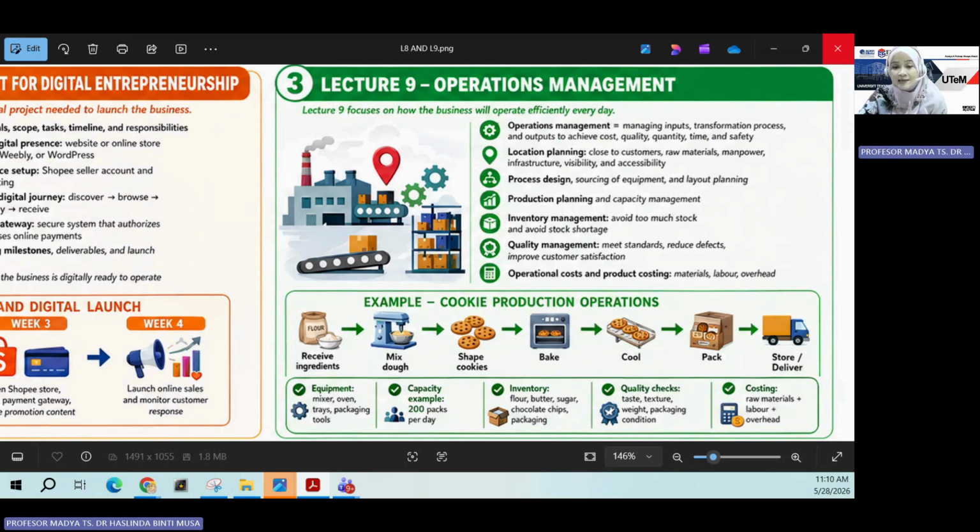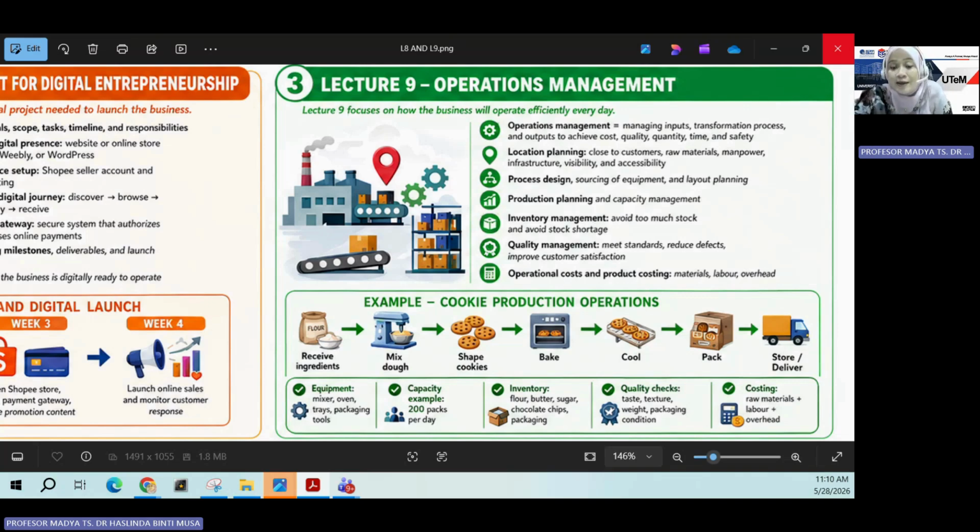Okay, so the main element in this lecture, operations management, the first one is location planning. A good business location can increase your sales, can reduce the operating cost, and also improve profit. For a physical business, the location is very obvious. For example, a cafe should be located where the customers can easily find it.